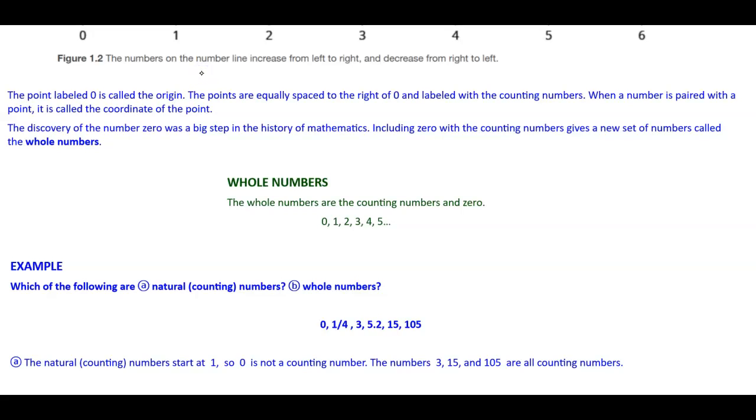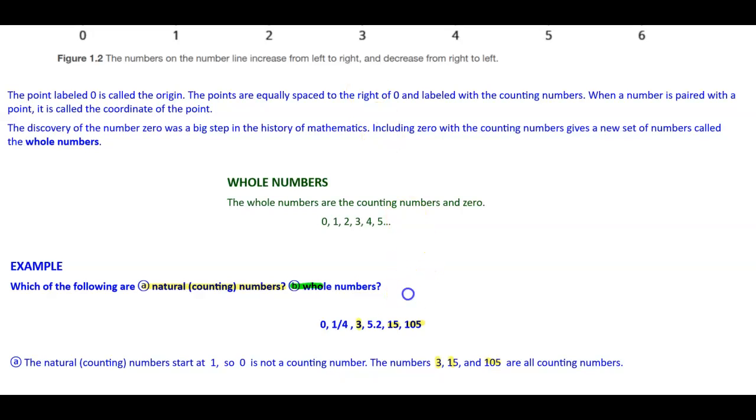When we take a look at the counting numbers, which are the natural numbers for part A, we know that the number 0 is not a natural number. 1/4 is not a natural number. But 3 is a natural number. 5.2 is not a natural number. 15 is a natural number. And 105 is a natural number. So we can see here that the natural counting numbers start at 1, so we cannot include 0 as a counting number. So again, 3, 15, and 105 are called the counting numbers.